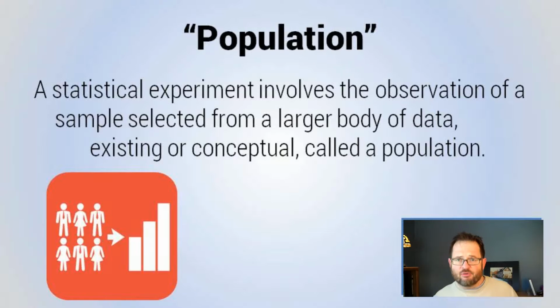The population is an important vocabulary term when we're talking about statistics. A statistical experiment involves the observation of samples selected from a larger body of existing or conceptual possibilities called the population. The population is all the possible samples that you could take. For example, if you are talking about the temperature in Nebraska right now, there is some average temperature in Nebraska right now, and there are a vast number of different places you could measure the temperature at any given time.